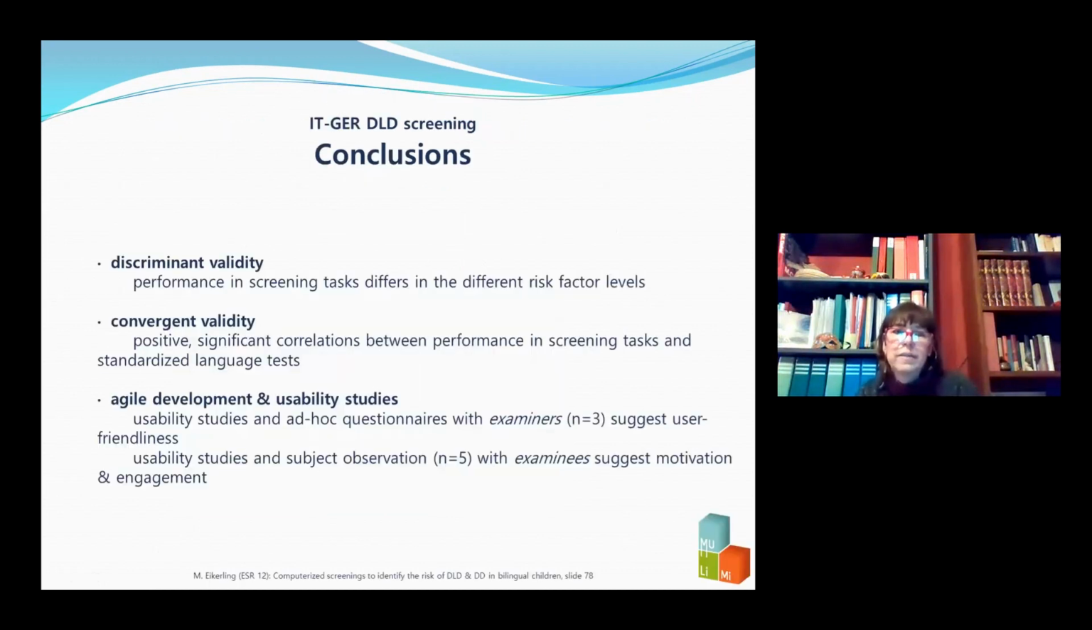And the conclusions are that discriminant validity up to now is satisfactory. Convergent validity is also positive. So we have significant correlations between screening experimental tasks and standardized tasks. And we are collecting good feedback from both the users and the children who used the tests, so both the examiners and the children.